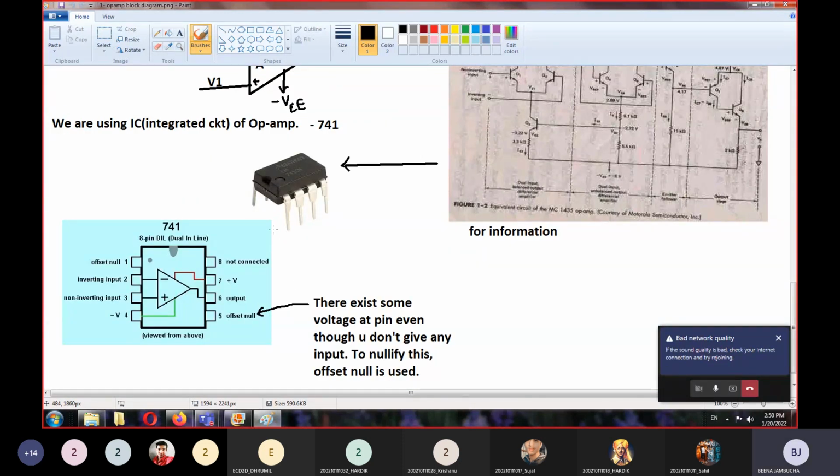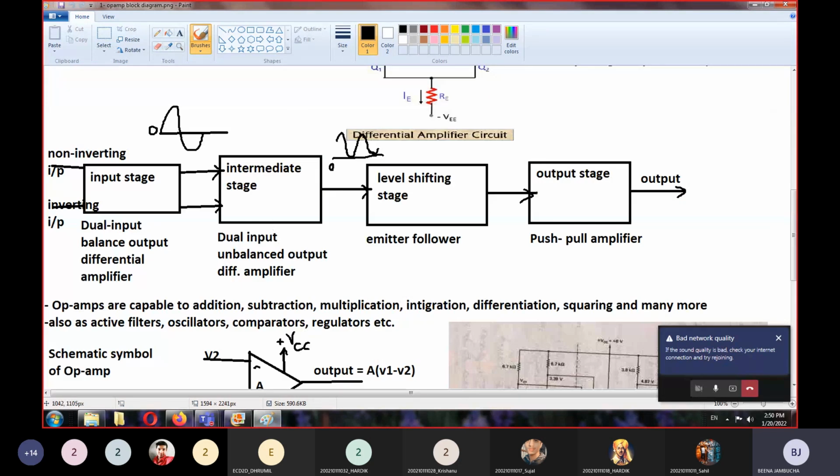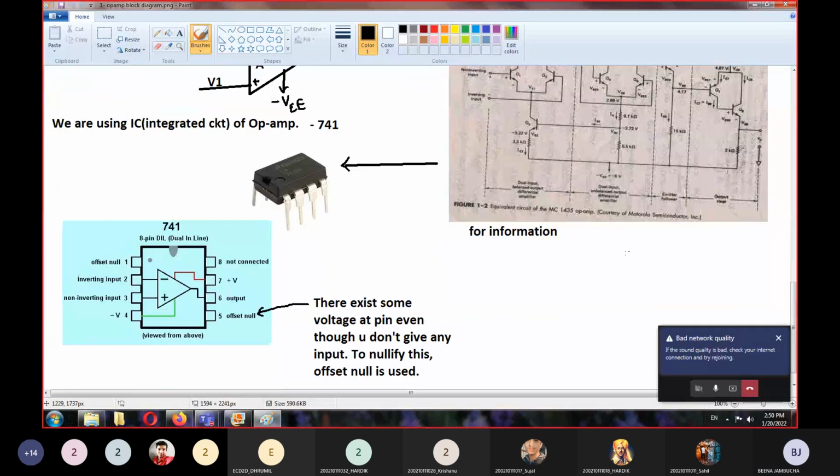In the block diagram, you can see we have two inputs and one output. So three pins are provided: two inputs, non-inverting and inverting, and one output. Then why the others? As we have 8 pins, and only three were provided in the block diagram, what about the other five? Then we can say that one of the pins will be your supply pin.